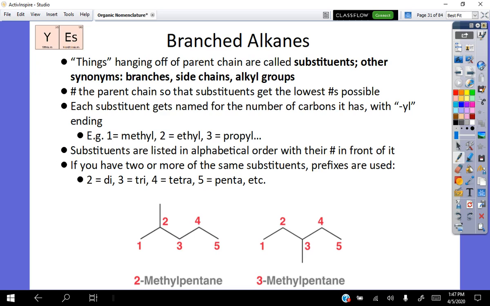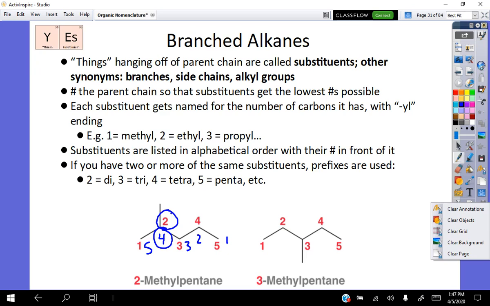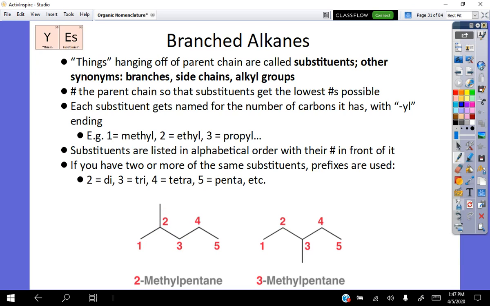So the first thing we need to do is number our parent chain so that the substituents, our branches, get the lowest numbers possible. So there's 2 ways to number this first one, 2-methylpentane. The other way we could have numbered it is from right to left. So 1, 2, 3, 4, 5. Now, for the numbers in blue, I see that my first branch happens on 4. But if I number from left to right, my first branch happens on 2. Numbering from left to right is better for this particular molecule because the branch has a lower number.